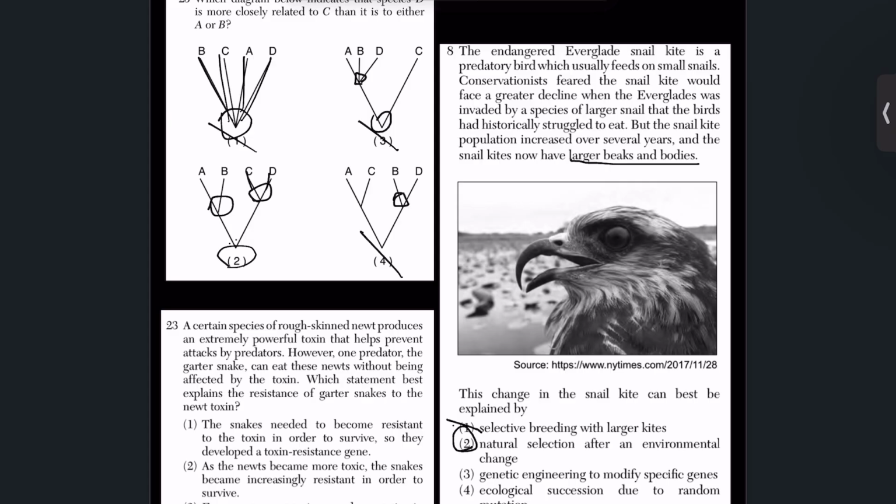Number 3 says genetic engineering to modify specific genes. This did not occur because nowhere in the passage does it say that humans went into the genome and changed anything, so it would not be number 3. And number 4 is ecological succession. So it's not ecological succession because it wasn't that all the organisms were cleared and plants started growing in the system. Rather, it was just a change in one specific organism. So number 4 would not be our answer either.